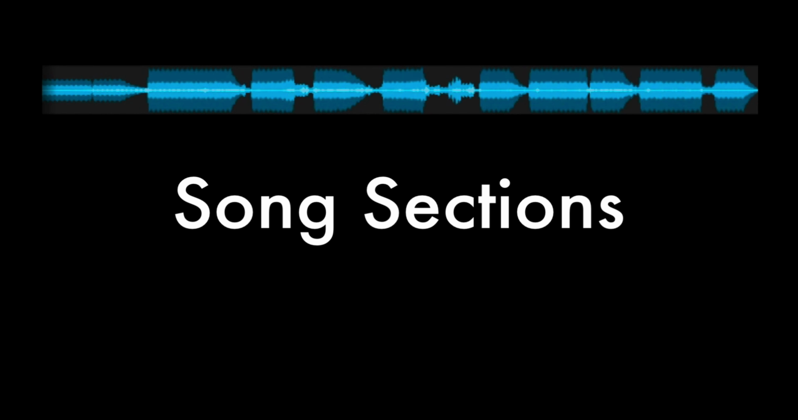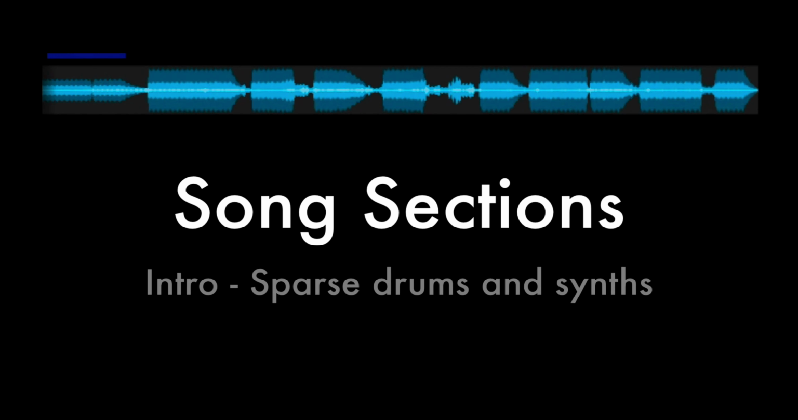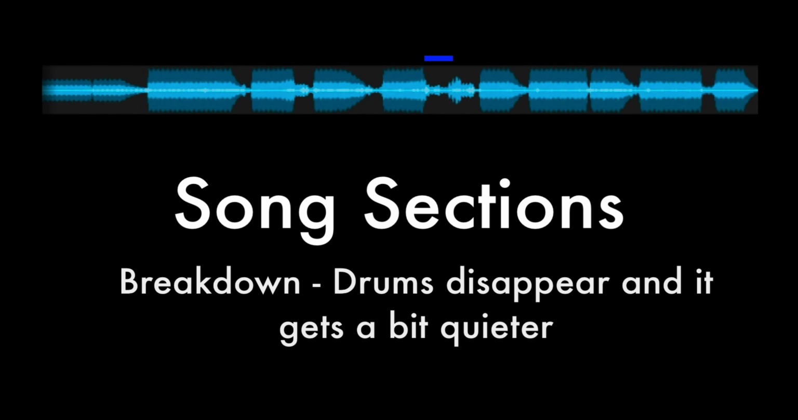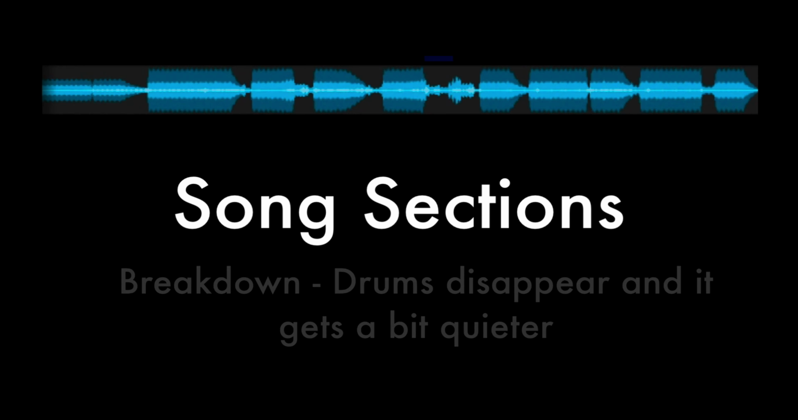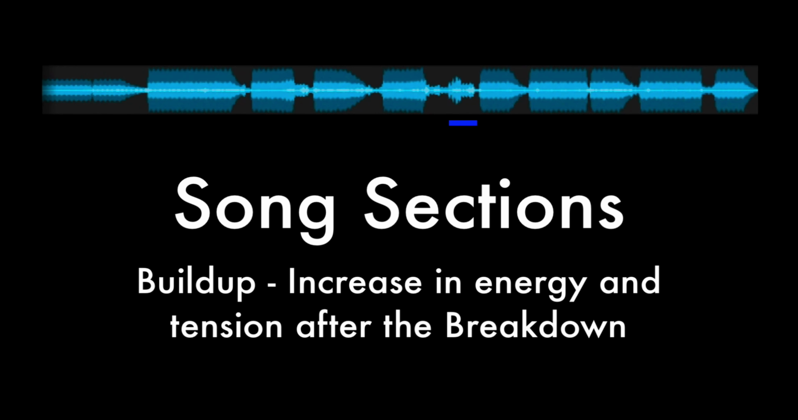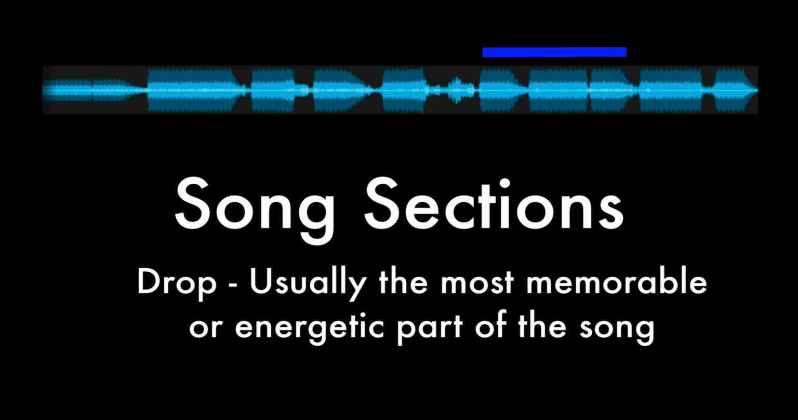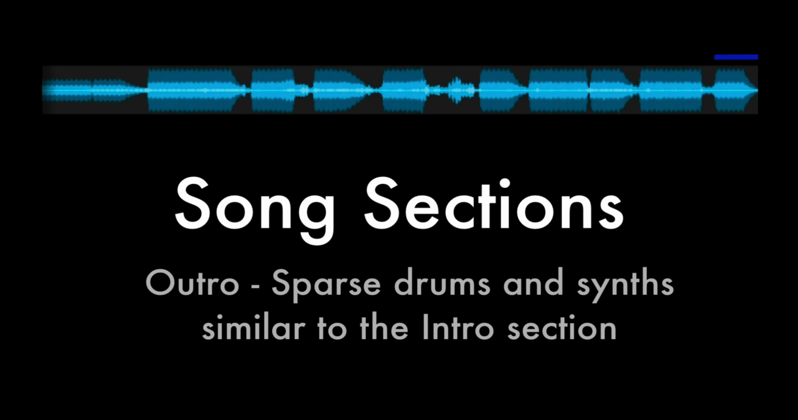For techno, usually there's an intro at the beginning, which is usually either just a sparse drum beat or a synth. And then there's a verse, which contains more musical elements. There's a breakdown, which is where the drums disappear and it gets a bit quiet. A buildup, which has an increase in energy and tension. And then a drop, which usually has big drums and is the most recognizable part of the tune. Finally, the ending usually consists of an outro, which is also sparse, like the intro.